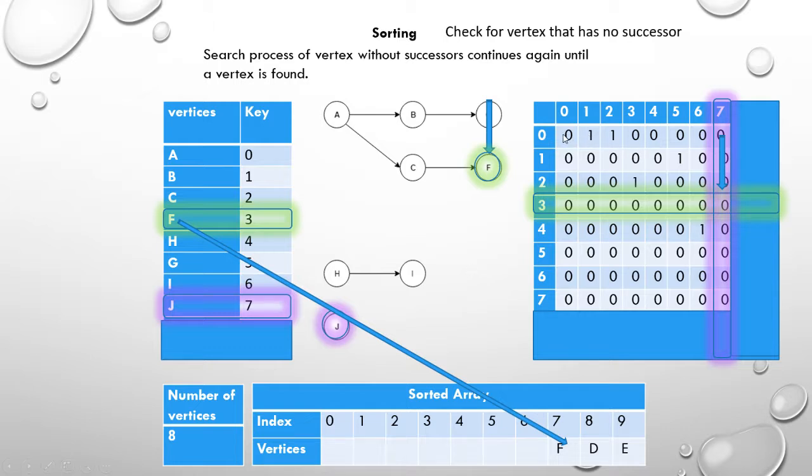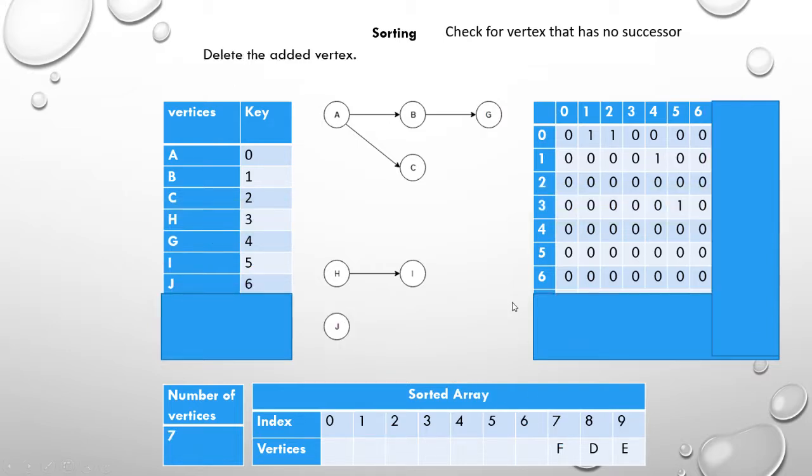To find. So in this case we have 1 1 1, so this means these are 0, 1 and 2 as successors, but 3 again has no successor, so we can sort that. So we are going to move 3, which is F, to the sorted array, then delete F and shift upwards. As you can see, we have deleted F, and F now is gone.